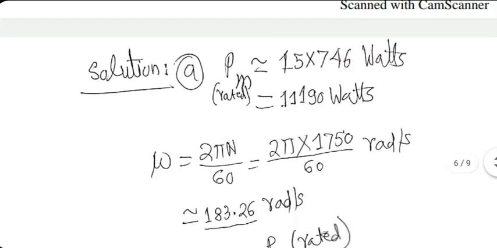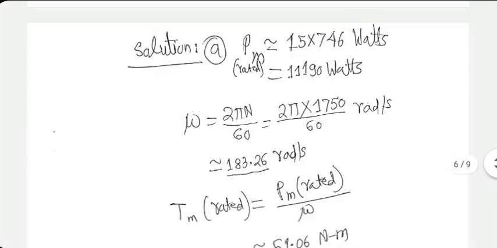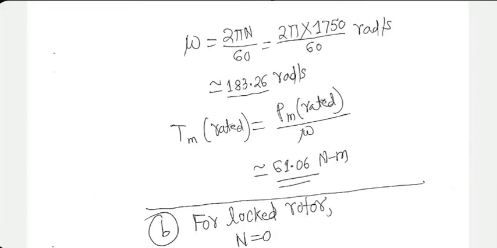Output power is 15 horsepower multiplied by 746 watts, which turns out to be 11190 watts almost. Omega obviously is 2 pi N by 60. N is given as 1750 RPM. So you calculate omega, it turns out to be 183.26 radian per second. Rated torque is very easy to figure out: output rated power divided by omega. Rated torque of the motor is around 61.06 Newton meter. That's easy to figure out.